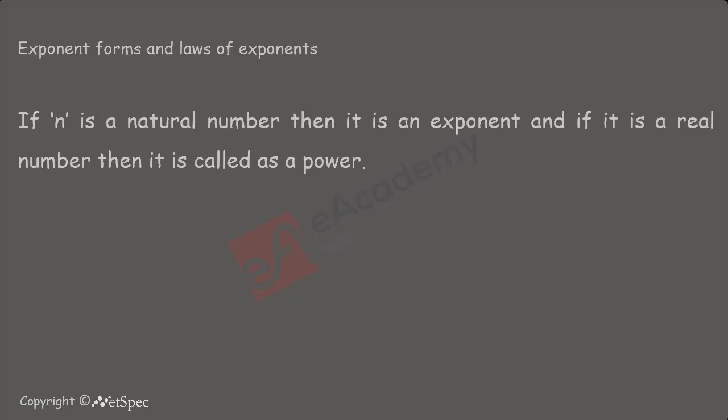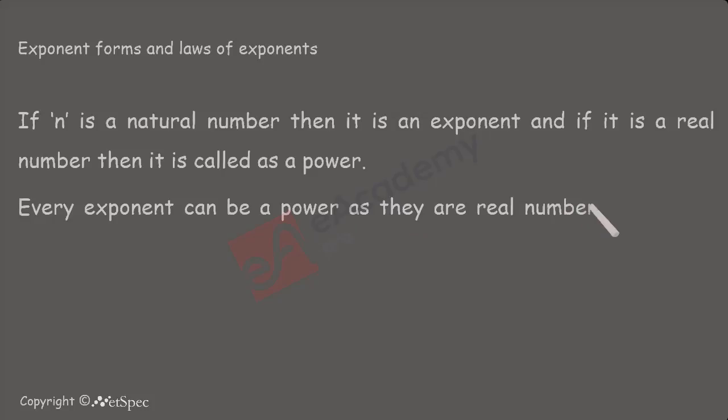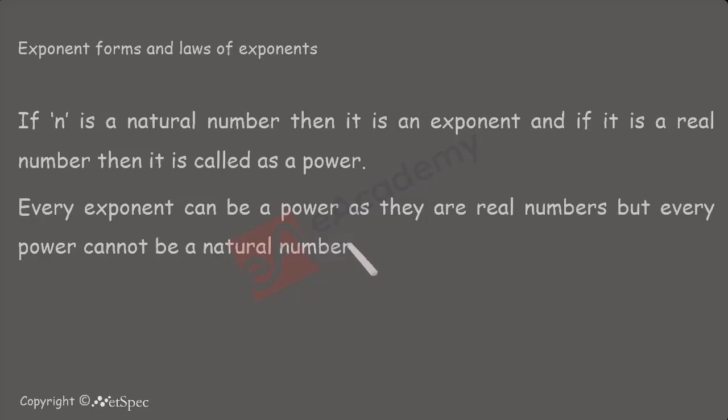Now we can be convinced that every exponent is also called a power. Why? Because every natural number is also a real number. So every exponent we can also call a power. But can we call every power an exponent? No, because here 3 by 2, is it a natural number? No. So every power may not be an exponent, but every exponent is also called a power.